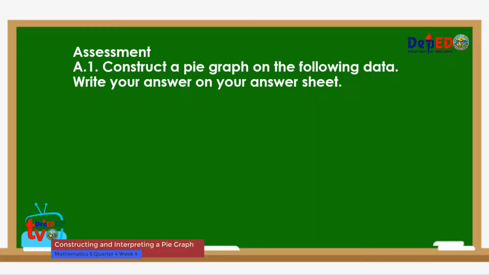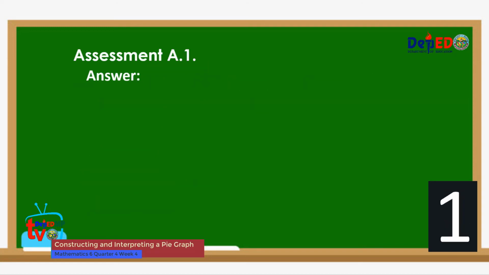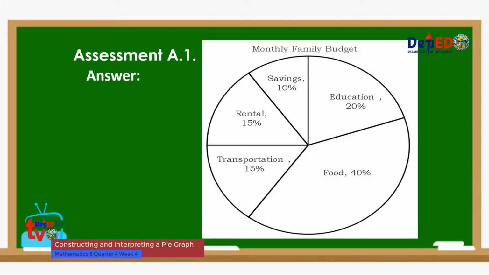Graph on the following data. Write your answer on your answer sheet. So this is a family budget with monthly income of 20,000 pesos. Education has 20%, food has 40%, transportation has 15%, rental has 15%, and saving has 10%. You have 5 seconds to construct your pie graph. So this is the answer. Check if you have the same pie graph.